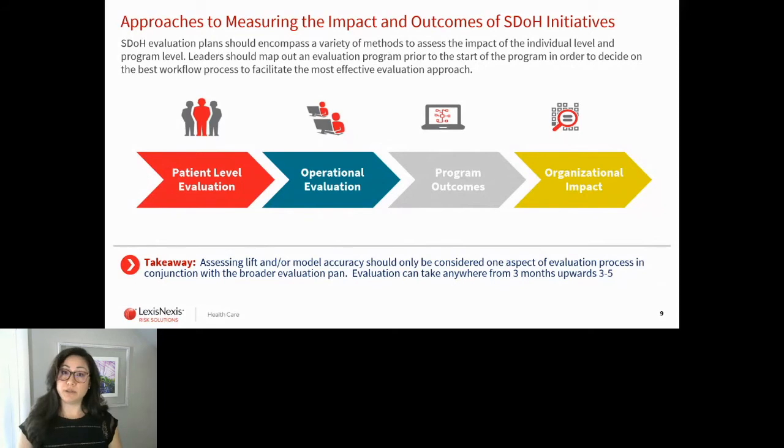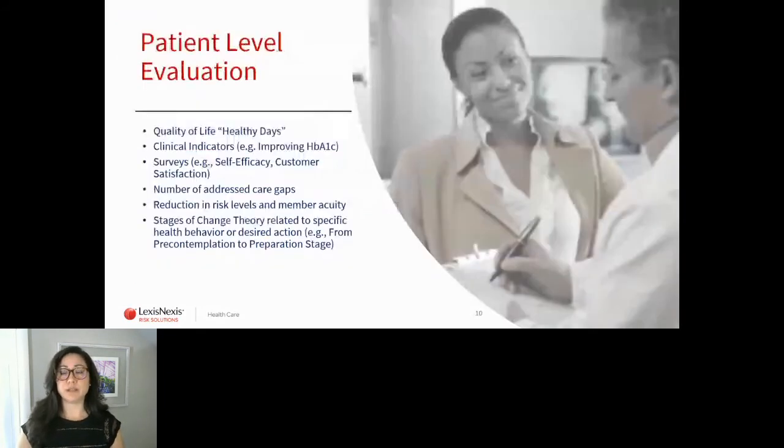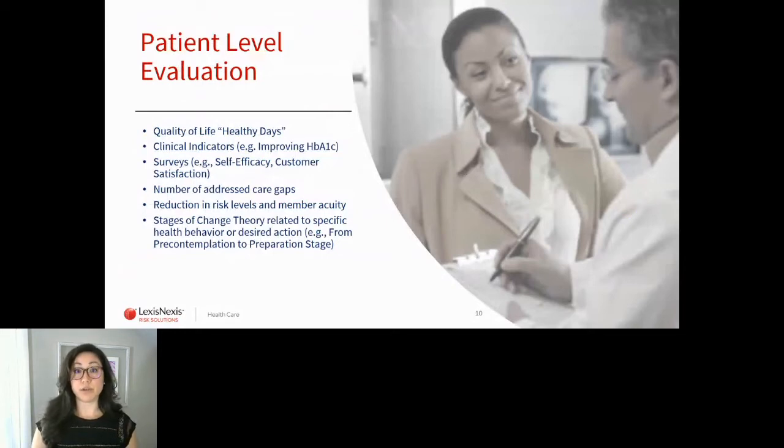So patient level evaluation can be measuring things like quality of life days using the CDC's Healthy Days measures, or looking at clinical indicators like A1C, blood pressure, weight loss. Other patient level metrics can include patient satisfaction or patient engagement scores, or the number of care gaps that have been addressed. You can also look at the reduction in risk scores or acuity level. And then looking at stages of change theory related to specific behavior.